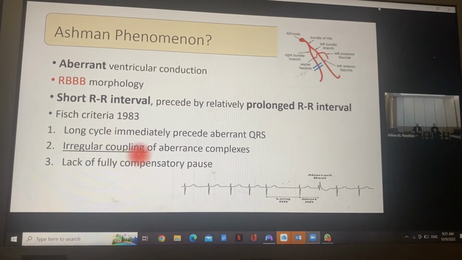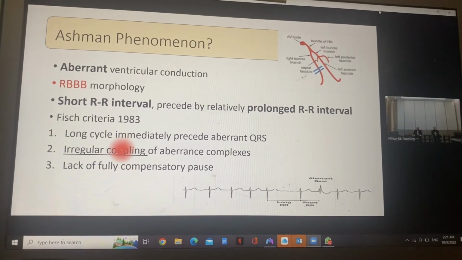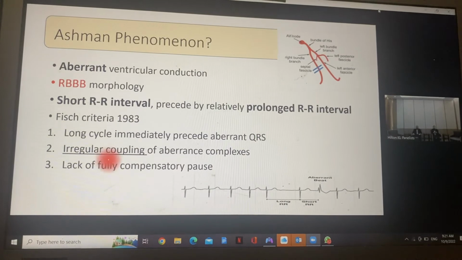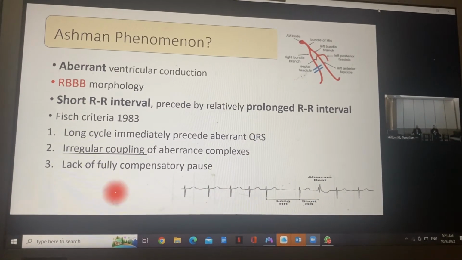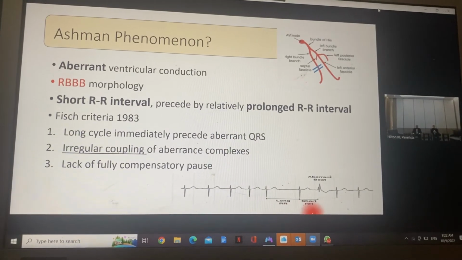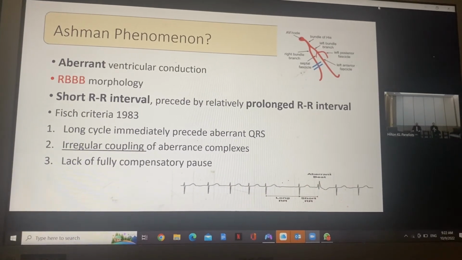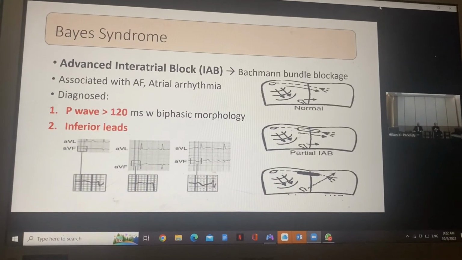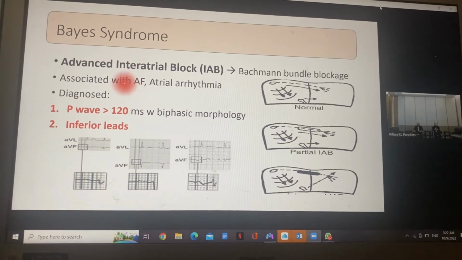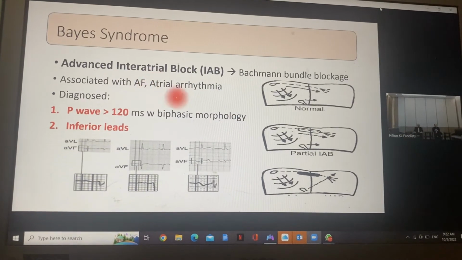So just a bit of criteria of Ashman phenomenon that was defined in 1983: it has to have a long cycle preceded by aberrant QRS complex, and the other hallmark is the lack of a fully compensatory pause. Because if there's a compensatory pause, it points more toward PVC rather than aberrant conduction. So one of the answers will be Bayes syndrome.